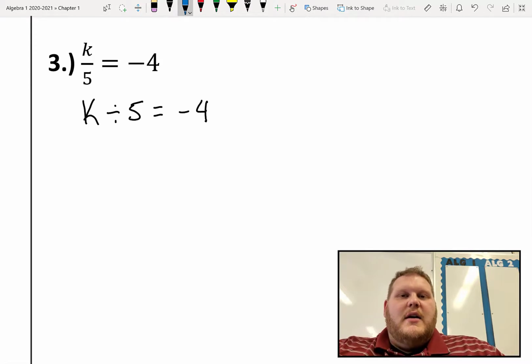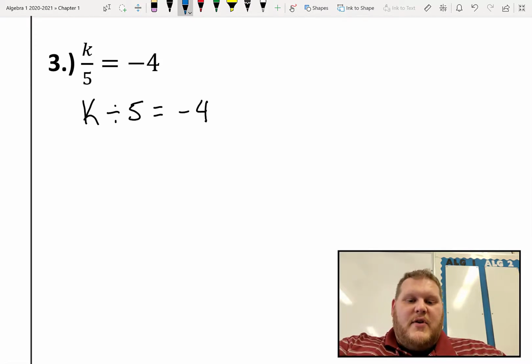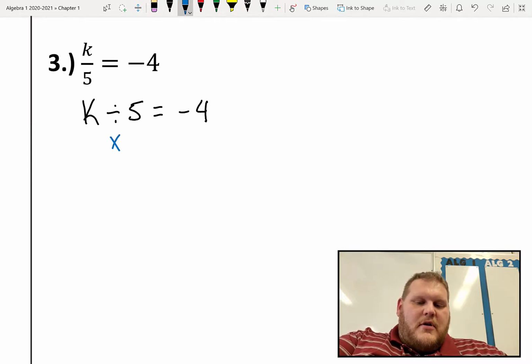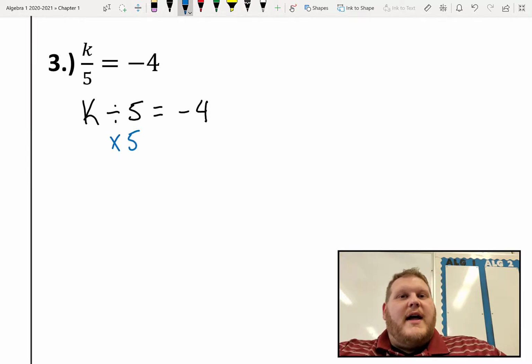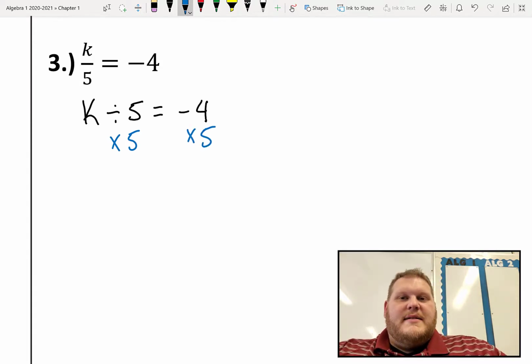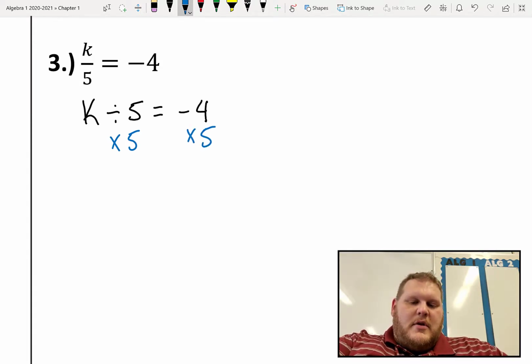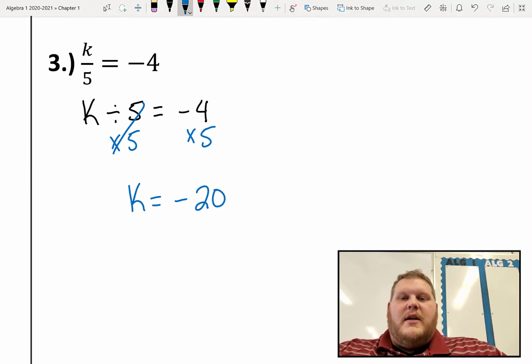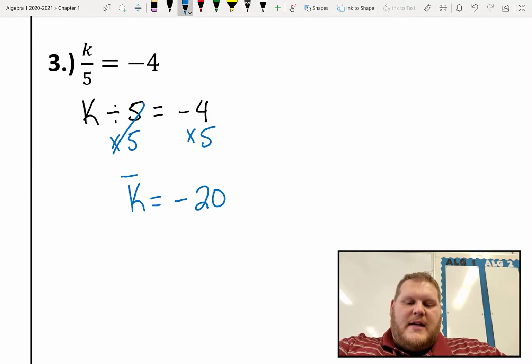which makes it a lot easier for most of us to see that I'm dealing with a division problem. The inverse of that, the opposite of division, is multiplication. So if I'm trying to undo dividing by 5, I would multiply by 5. And again, whatever I do to one side, I have to do to the other. So those 5s cancel out on the left side. I end up with k equals -20, because -4 times 5 is -20.